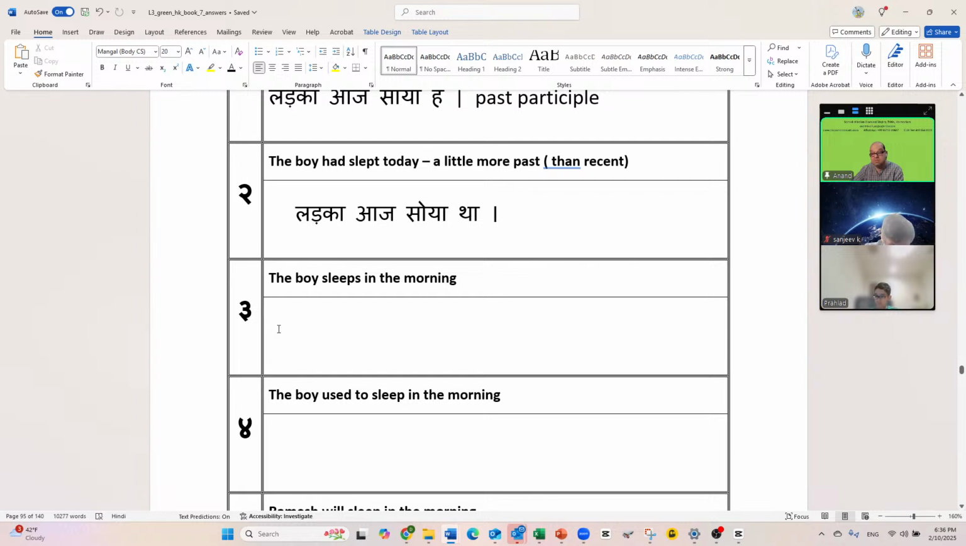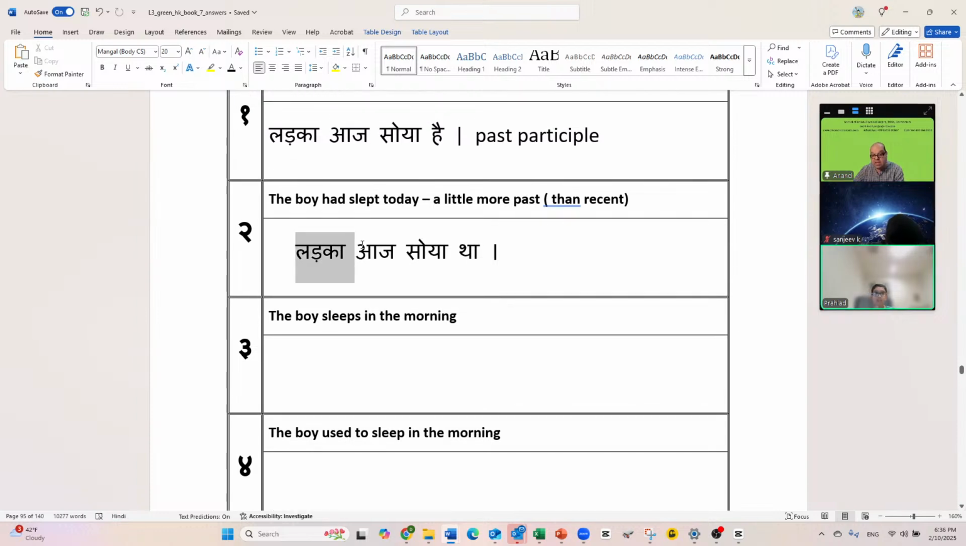What's the word for morning? Subah. So think about this sentence. Now in this sentence, the time was Aaj, right? So Aaj you replace with Subah and then give me the sentence.